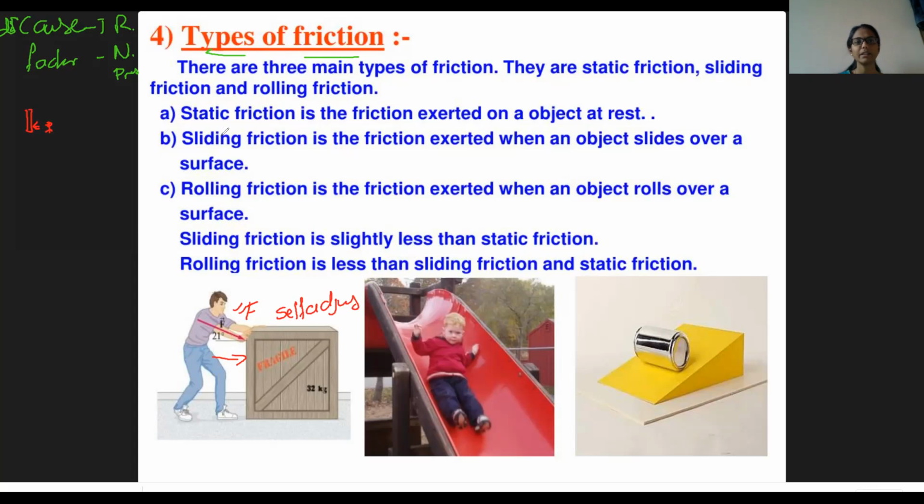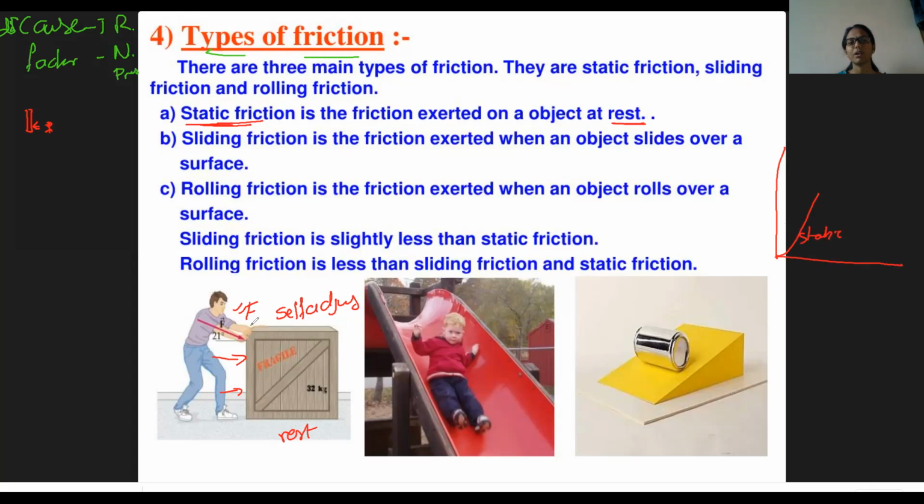It is a static force. Even though we applied the force, the body is not moving. That time it is called static friction. Okay, static friction is exerted on an object at rest. When the object is in rest position, force is applied, but the block is not moving. That time what we call it is static friction. Okay, static friction. Let us try to draw a graph to understand this better. Even though we are applying force, the body is not moving. That is what we call static.